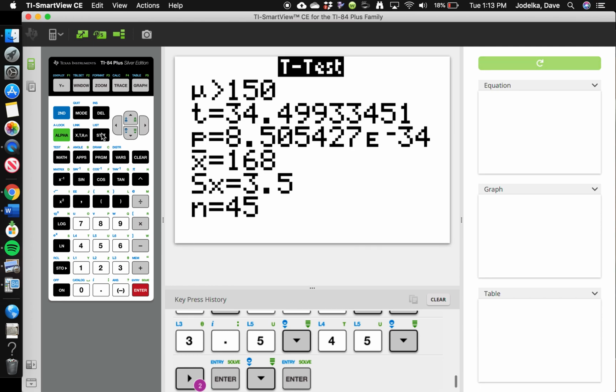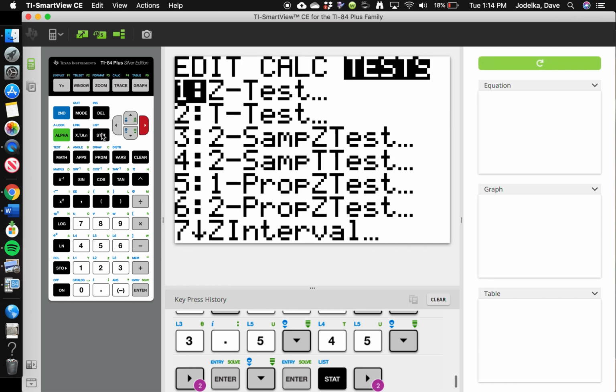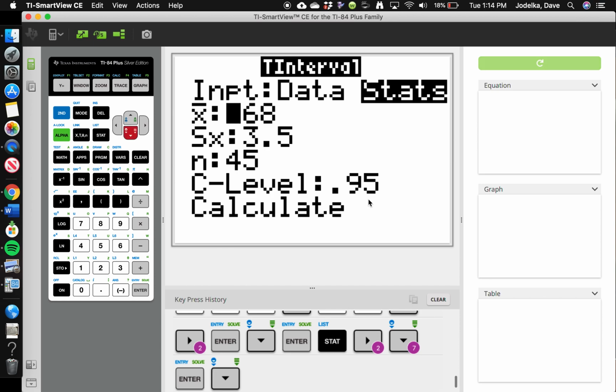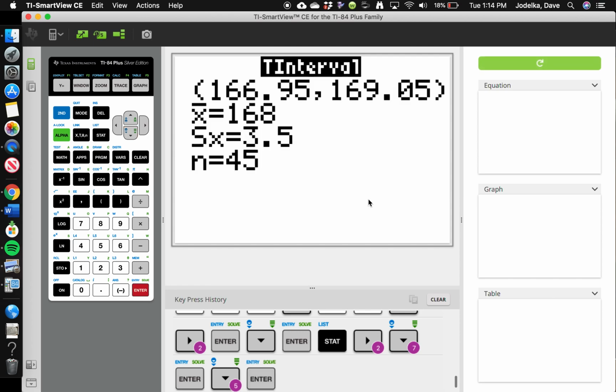Now, a way you can always verify your answer is with a confidence interval. They could very well ask you this on your test. What's cool is if you did a t-test or z-test, you just go to interval and it already has your information. Now, let's say we're trying to find a 95% confidence interval for the true mean weight. So what you would say here is that from my sample, the true mean is somewhere between 166 and 169. So we are 95% certain the true mean is here.